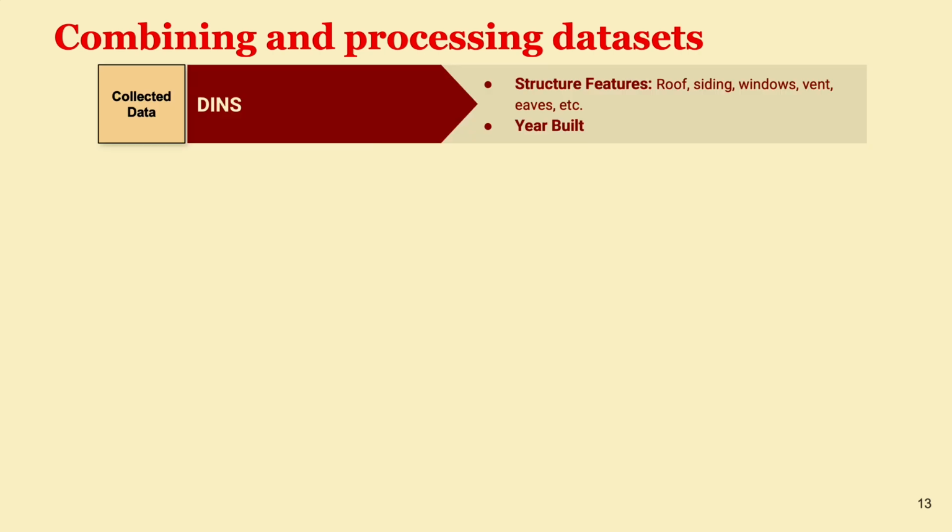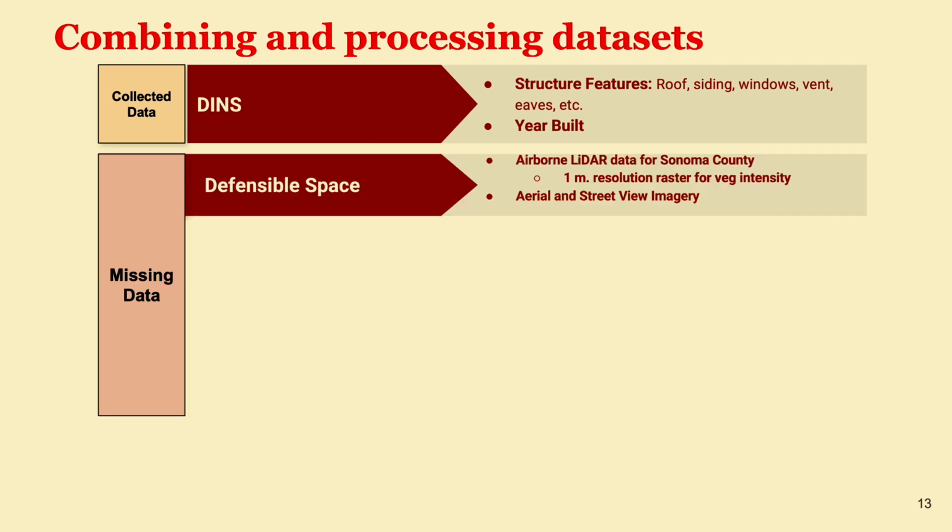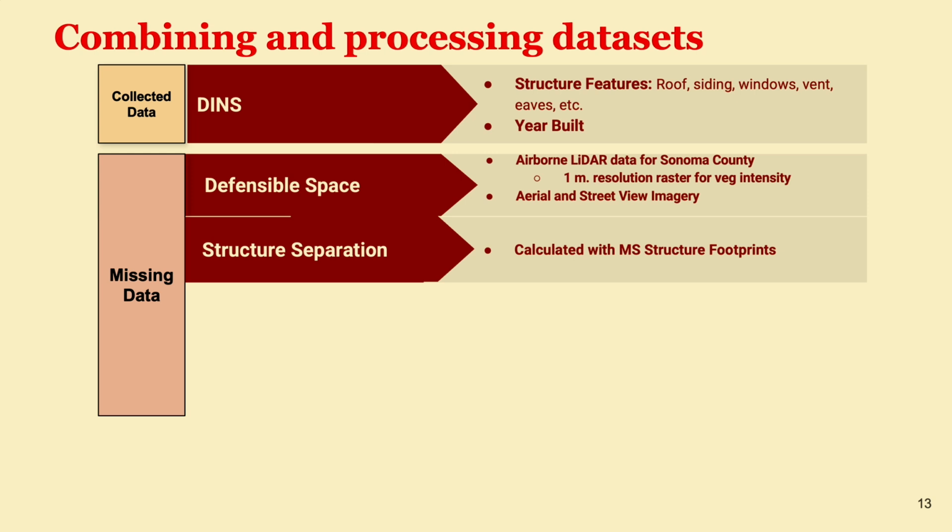We start with the DINS, and the DINS data has data on roof, siding, windows, vent, the year built, lots of information about the structure, either from property records, from photographs, or actual on the ground. And we fill in the missing data. We look at defensible space using LiDAR. We have under 1 meter resolution for veg intensity for most of the fires we looked at. One, we had to do this visually. Very intensive, fun undergrad project for the summer.